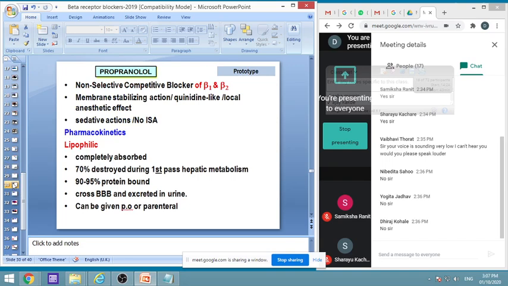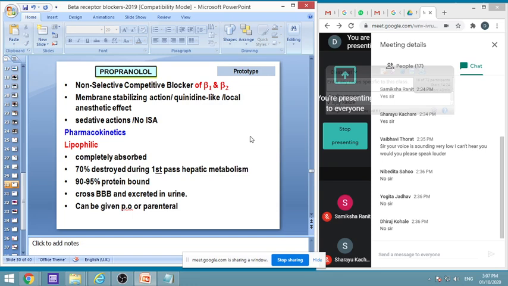The first drug in that class, as you see here, is called a prototype. Prototype means this was the first drug, and whatever studies and knowledge we have about the actions are because of this drug. Once we study the prototype in detail, then we just make a comparison between the prototype and other drugs, because the basic things remain the same.